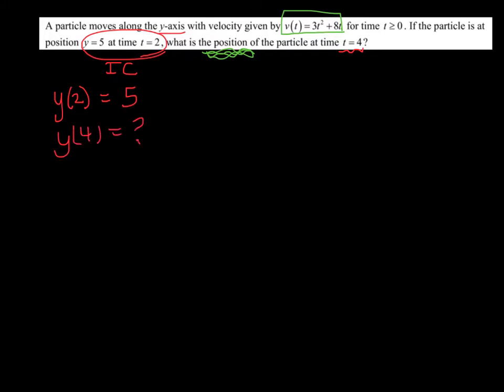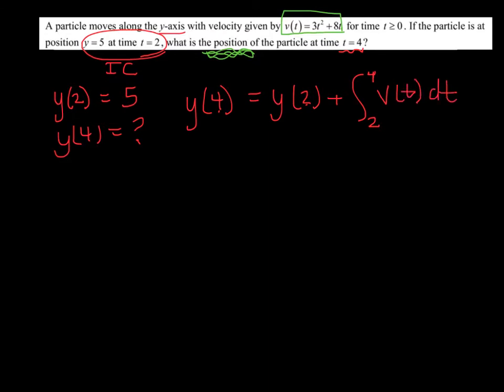All right, and so if you remember the formula, we write down what we want. So y of 4 is what we want, equal to our initial condition, which would be y of 2, plus the integral, the change, and that would be from 2 to 4. If we take the integral of velocity, we'll get position. So the integral of v of t dt. Let's plug in what we know. y of 4 is equal to y of 2, which is 5, plus the integral from 2 to 4 of v of t, which is 3t squared plus 8t, dt.